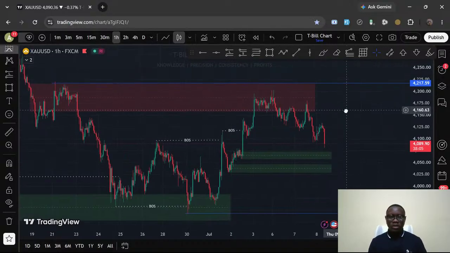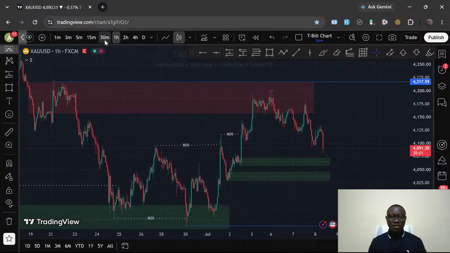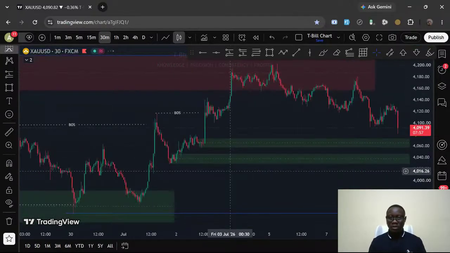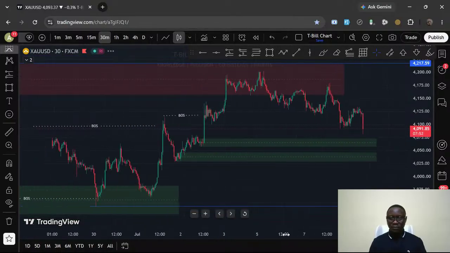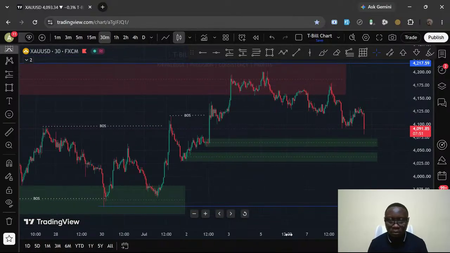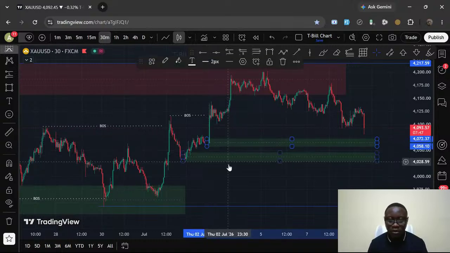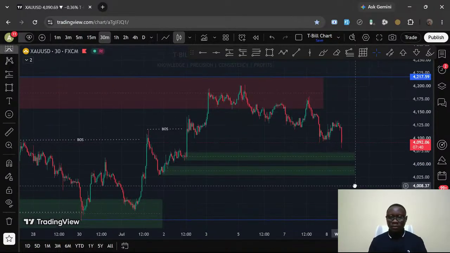All right, so let's look at this structure. Let's drill down to the 30-minute time frame. Okay. So this is fine at this zone. This is very much okay right here. Okay.